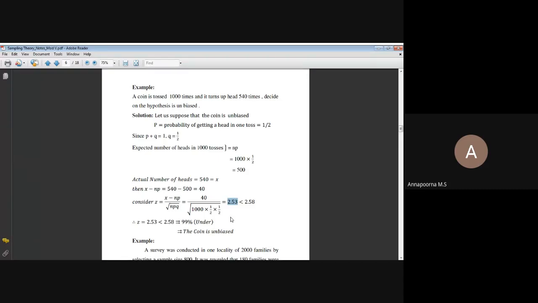So this 2.53, now you can check. See, this 2.53 is less than this number 2.58. So what is our conclusion? The difference is not significant. Since the difference is not significant, we can accept the hypothesis that the coin is unbiased at 1% level of significance, or with 99% confidence level, we can accept the hypothesis that the coin is unbiased.